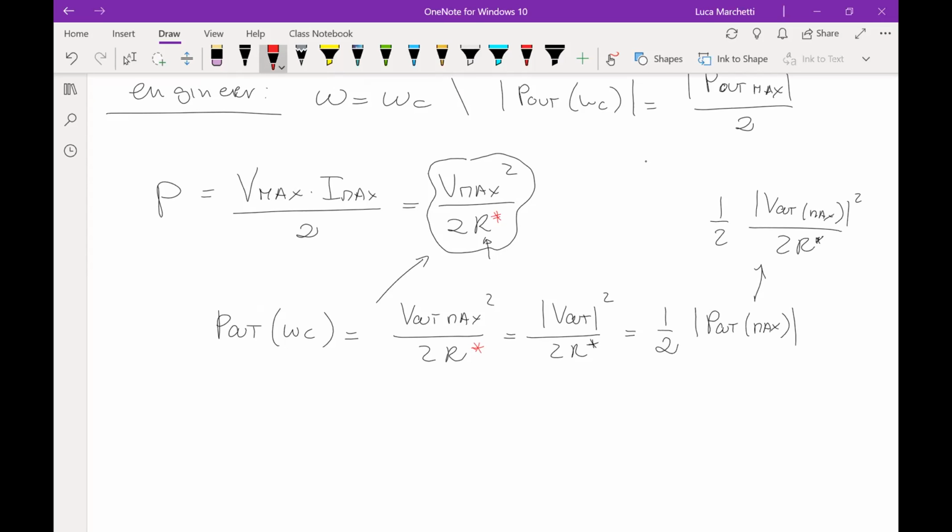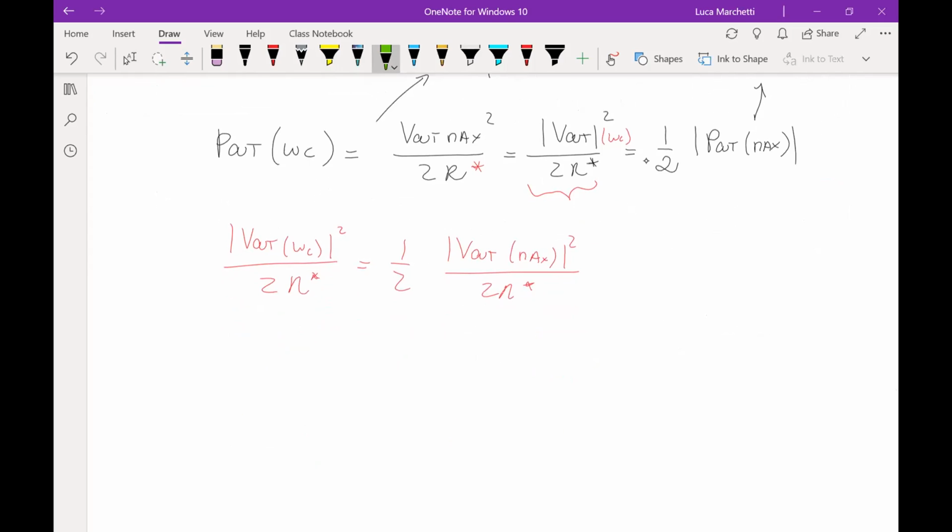So from this equation, I take this one here. This is V out at omega c, of course. And then I take this part here, and I write these two parts in only one equation. So V out at omega c squared divided by 2R star equals 1 divided by 2 times V out max squared divided by 2R star. Now here we can do some simplification. This goes away with this, and this goes away with this.